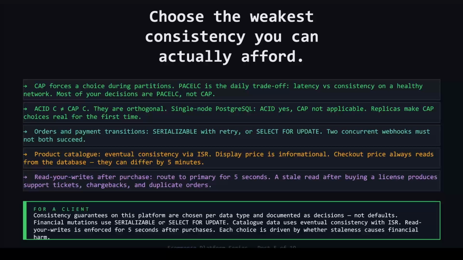Orders and payment transitions: serializable with retry or select for update. Two concurrent webhooks must not both succeed. The product catalog: eventual consistency via ISR. Display price is informational. Checkout price always reads from the database. They can differ by 5 minutes. Read your writes after purchase: it routes to primary for 5 seconds. A stale read after buying a license produces support tickets, chargebacks, and duplicate orders.